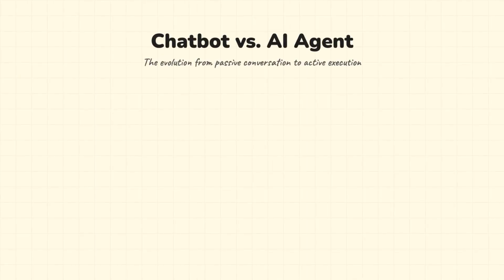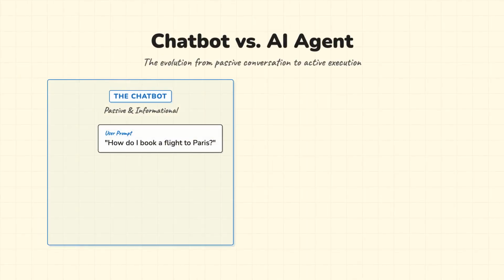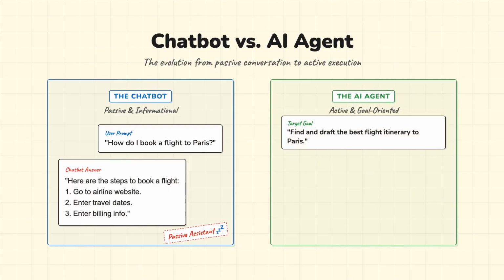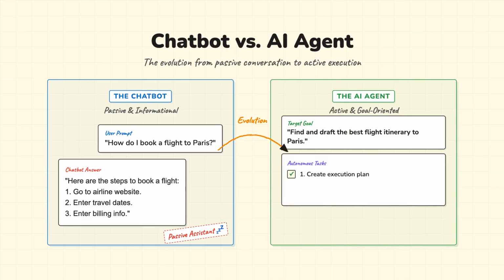Now, what makes an agent different from a standard chatbot? A traditional chatbot is passive. It sits there, waits for your question, and gives you a text response. It's basically a conversational search engine. An AI agent, on the other hand, is active and goal-oriented. When you give an agent a task, it doesn't just talk about it. It goes out and does it.